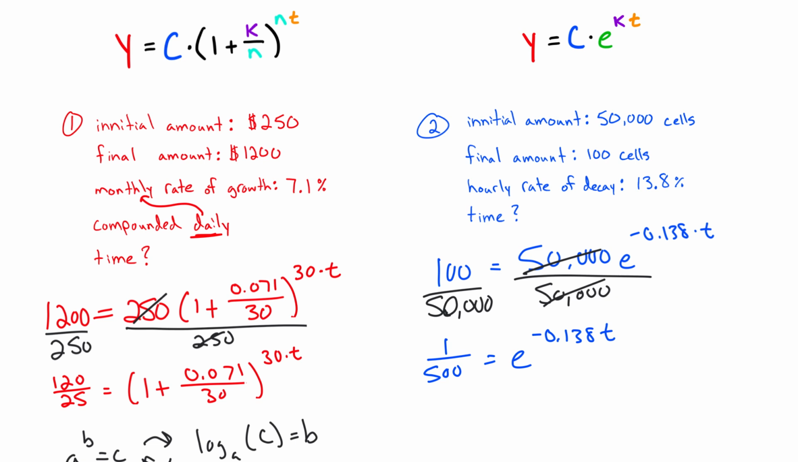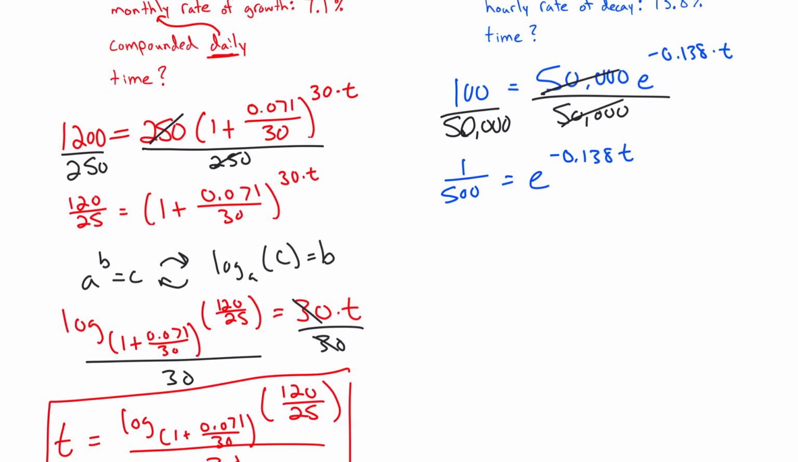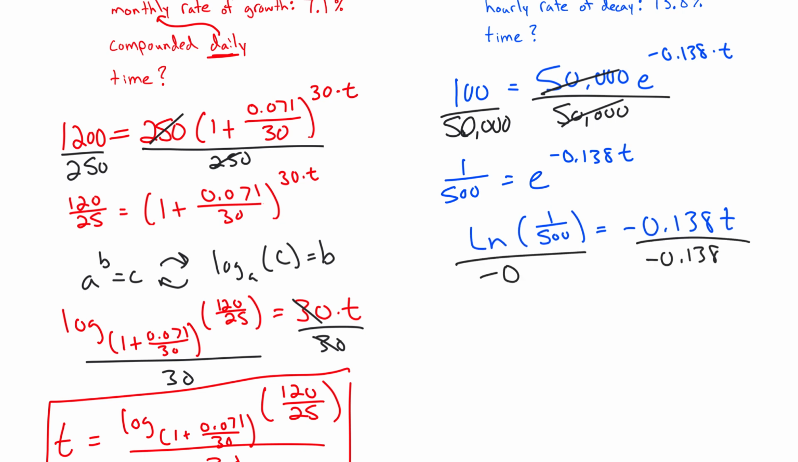Now I have a number equals an exponential. The variable I'm trying to solve is an exponent, so I have to use logarithms. I'm going to convert this from exponential form to logarithmic form. Natural log, because the base is going to be an e, of 1 over 500 is going to equal negative 0.138 t. Divide both sides by negative 0.138. These will eliminate, and I will find that t is going to be equal to the natural log of 1 over 500, all divided by negative 0.138.